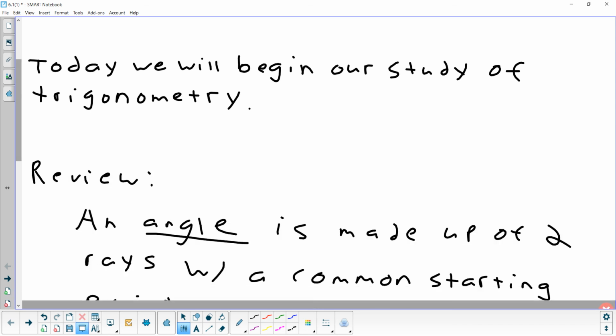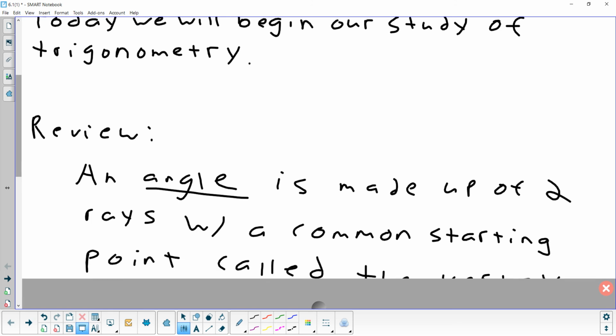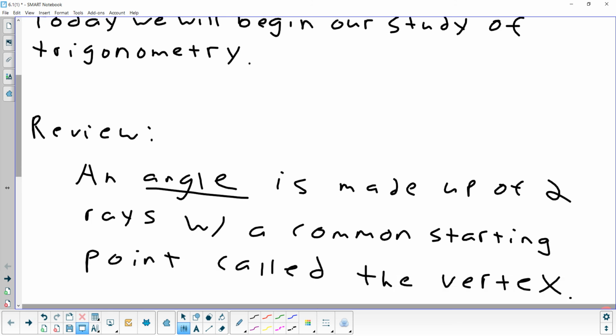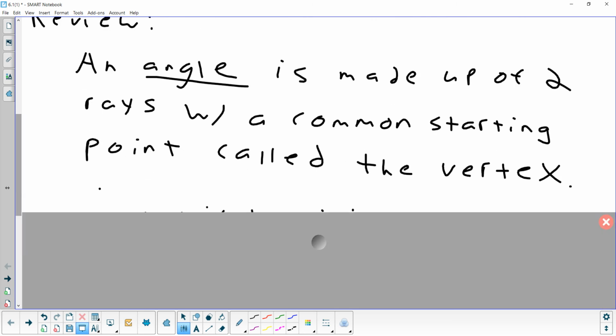So, a little bit of a review about what an angle is. This is the definition of an angle that's by itself, a standalone angle, not in a shape. So an angle is made up of two rays that have a common point where they start from, called the vertex. And it looks something like this. If you want to draw an angle all by itself, that's generally how you draw it. Two rays coming out from a starting point.